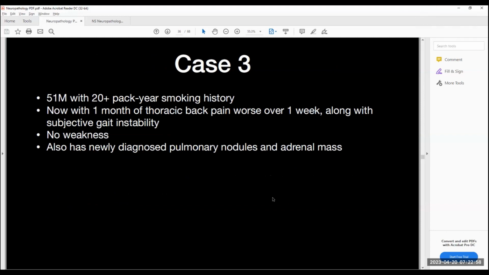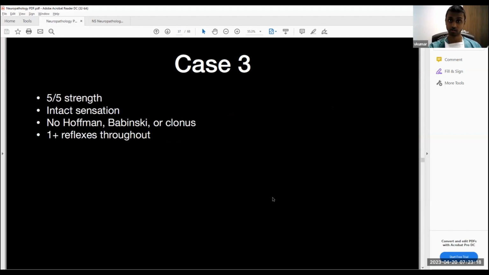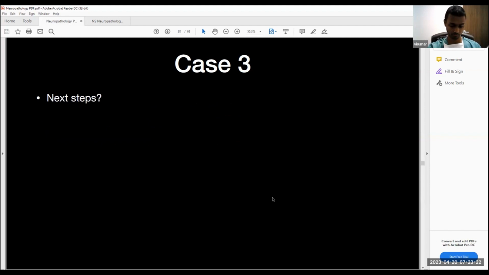All right, cool. So this next one's a 51-year-old guy with a 20+ pack year smoking history, now with a 1 month history of thoracic back pain, worse over the last 1 week, along with subjective gait instability, no weakness. Also has newly diagnosed pulmonary nodules and an adrenal mass. On his exam, he's fully intact. What would you do for your next steps? Probably get an MRI at that point, just because you're suspecting metastatic disease.